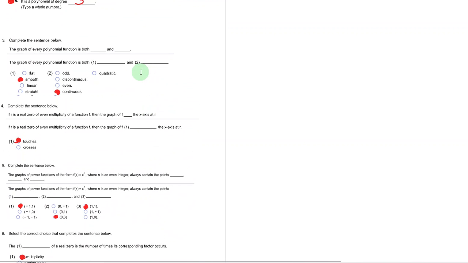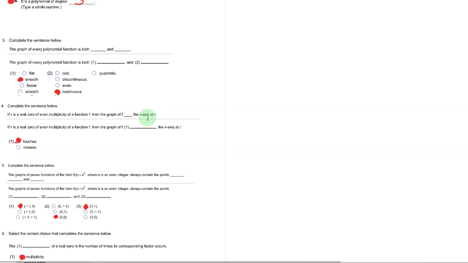The graph of every polynomial function is both blank and blank. We talked about that in the notes, smooth and continuous. Number 4, if r is a real 0 of even multiplicity, then the graph of f touches the x-axis at r.